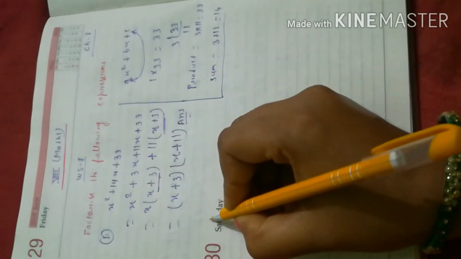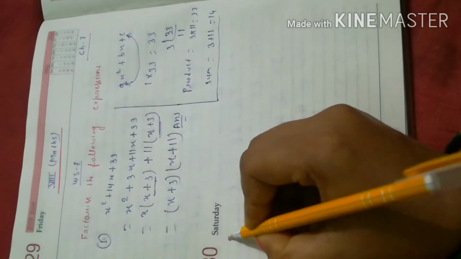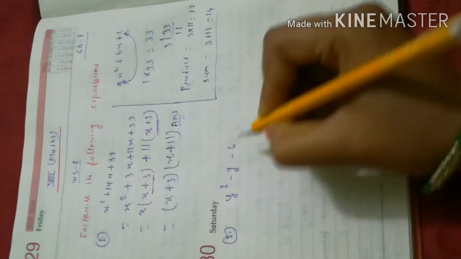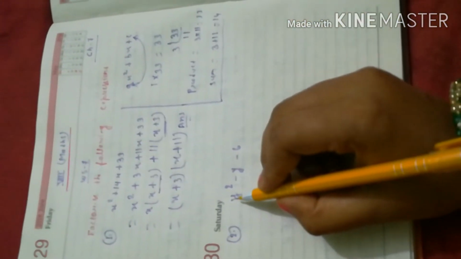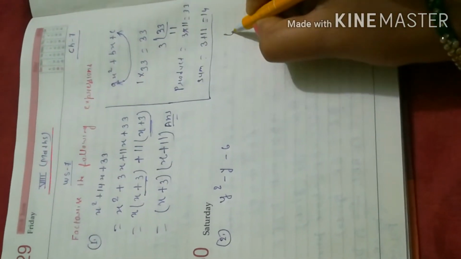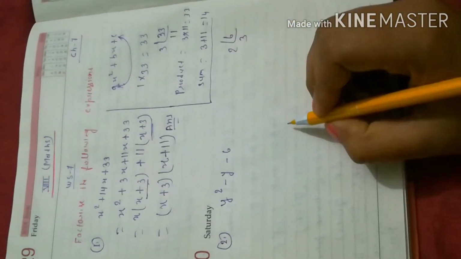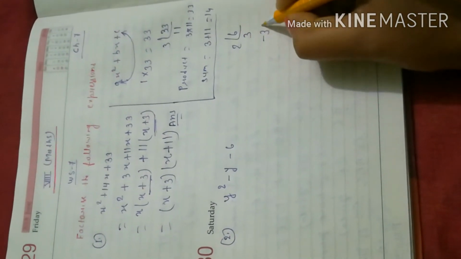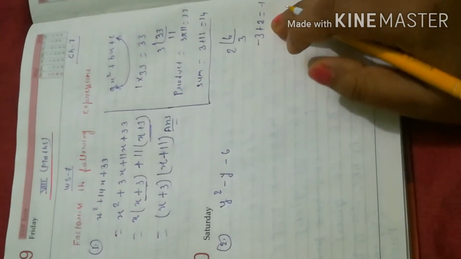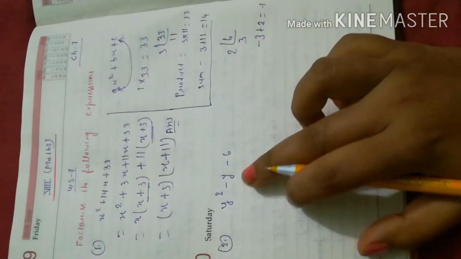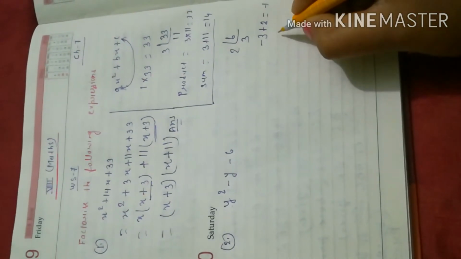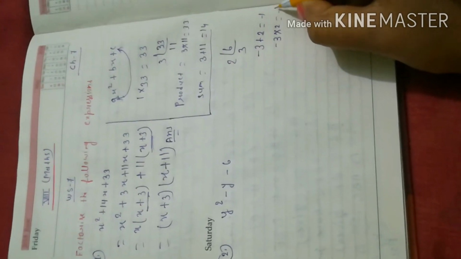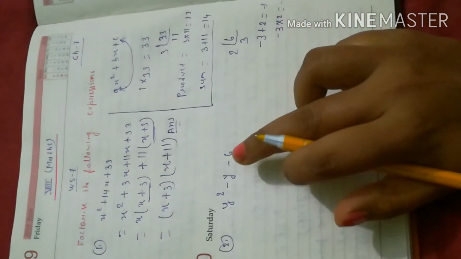Now we will do question number 2, which is y square minus y minus 6. Here also we multiply 1 into 6 and get 6. 2 threes are 6. If we add minus 3 plus 2, we get minus 1, and minus 1 into y gives minus y. If we multiply, minus 3 into 2 equals minus 6. And here you can see minus 6 is given.